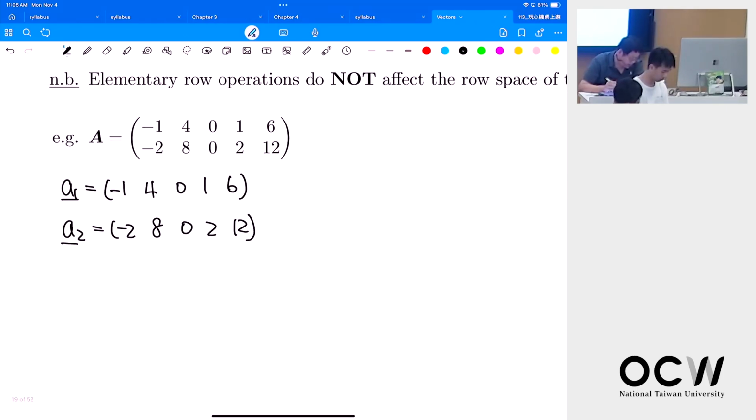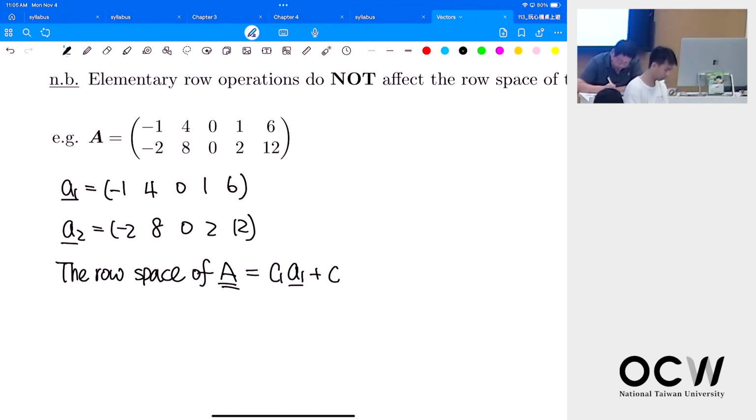So the row space of the matrix A is all linear combinations of the row vectors. I have 2 row vectors, so there will be only C1 A1 plus C2 A2. I will consider all linear combinations of the row vectors. If I have 3 row vectors, then I will do the linear combinations of 3 vectors.